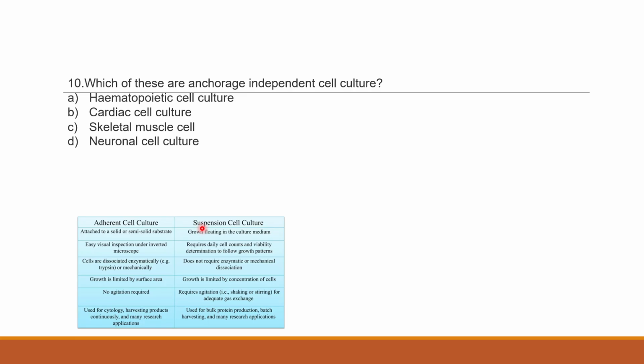Okay. Your last question. Which of these are anchorage dependent cell cultures or cell lines? A. Hematopoietic cell lines. B. Cardiac cell lines. C. Skeletal muscle cell lines. And D. Neuronal cell lines. We already discussed adherent and suspension cell lines in our previous sessions. Hope you have watched the video or attended the session. So this was discussed in that. Hematopoietic, cardiac, skeletal muscle, neuronal. Out of these, which is the anchorage independent? Anchorage independent means suspension cells.